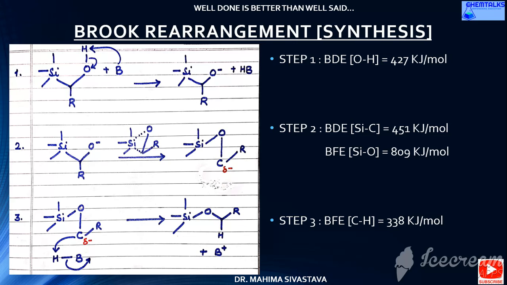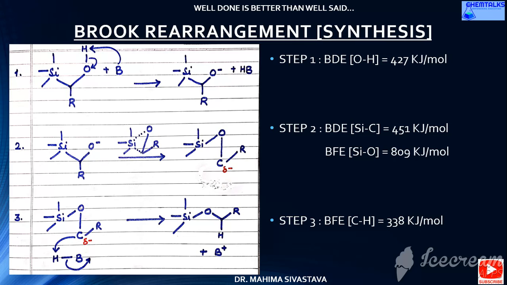Now we come to step 3. Step 3 is easily self-explanatory, and in step 3 you can see how the silyl enol ether is formed, with the bond formation energy of the carbon-hydrogen bond given. What is the purpose of showing these values of energies?